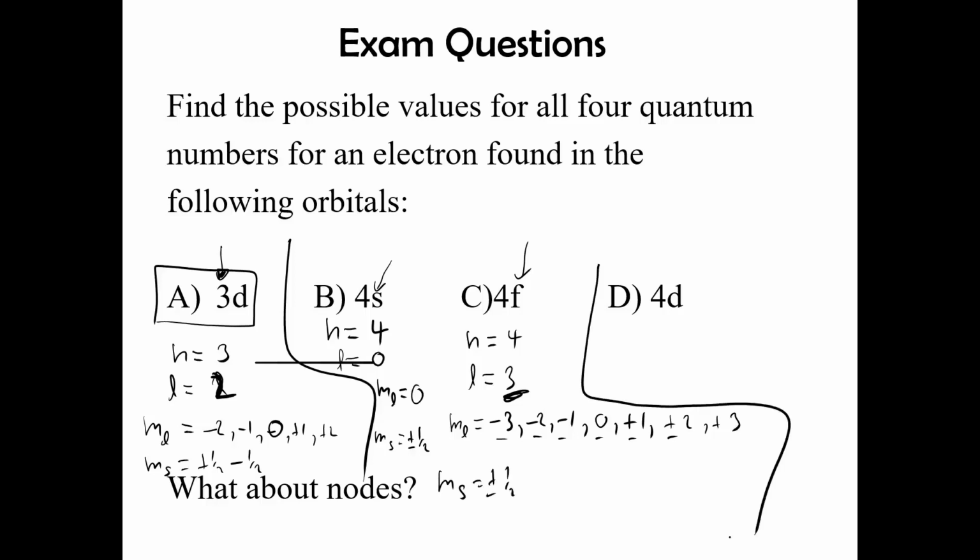And finally, I'll write it over here, a 4d orbital. N is equal to 4, that's just equal to that number. For d, you just have to memorize that l is going to be equal to 2. M sub l is equal to minus 2, minus 1, 0, plus 1, and plus 2, the 5 orientations, and then m sub s, as always, plus 1/2 and minus 1/2.